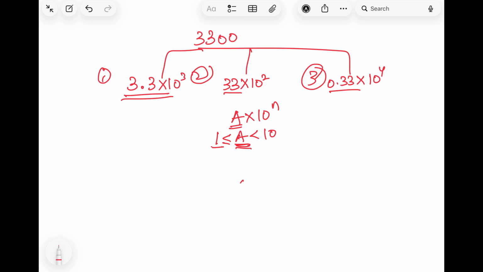Okay, so this is the correct standard form. These two are not the standard form. These two are a way of writing the same numbers, but we cannot call them the standard form. So this is the standard form. Now we understood how to write a number in standard form.